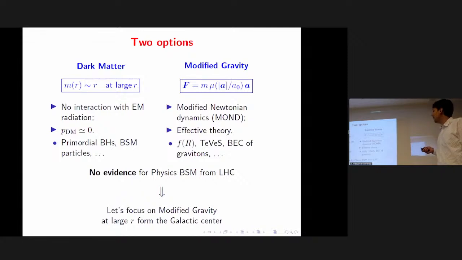And honestly, and this is my personal perspective on the problem, since we have no direct evidence of any deviation of particle physics or of any physics beyond the standard model of particle physics coming from the Large Hadron Collider, I have decided to focus on the second option, namely on modifying gravity at large scales and relating these sort of things to quantum effects to gravity.